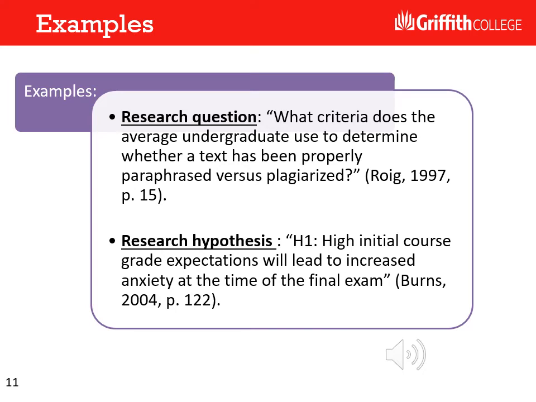Here are examples. A research question would be phrased as a question. What criteria does the average undergraduate use to determine whether a text has been properly paraphrased versus plagiarized? This is taken from Roy. A hypothesis would be phrased more like this: H1, hypothesis 1, and there might be multiple hypotheses for one paper. In any case, hypothesis 1, high initial course grade expectations will lead to increased anxiety at the time of the final exam. True or false?